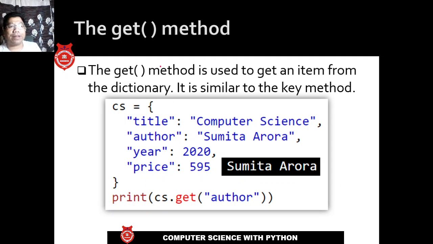Next one is the get method. The get method is used to get an item from the dictionary. It is similar to the key method. For example, if we use the same dictionary, title, author, year, price, and I want to get the author using the get method, cs.get, and within the brackets I specify author, the author name will be the output. If you want to get the title, the year, or the price, you can get it like this using the get method.